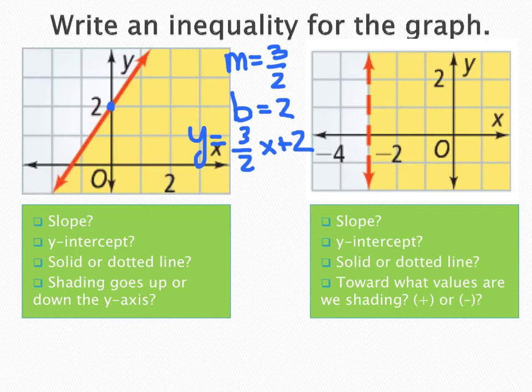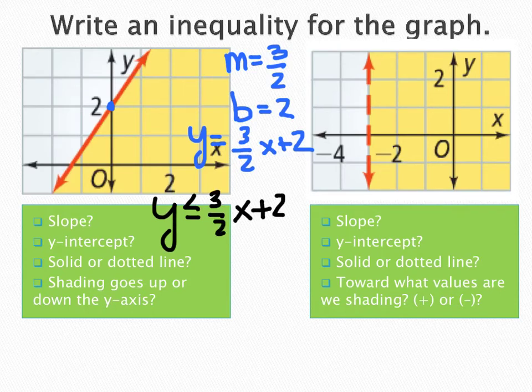So now I need to take into consideration where am I shaded and am I solid or dashed. So this is a solid line, so I'm going to have an equal to, and I'm shading towards the negative values of y, so it's going to be less than. So I'm going to have y is less than or equal to because it's solid, and then my boundary line.